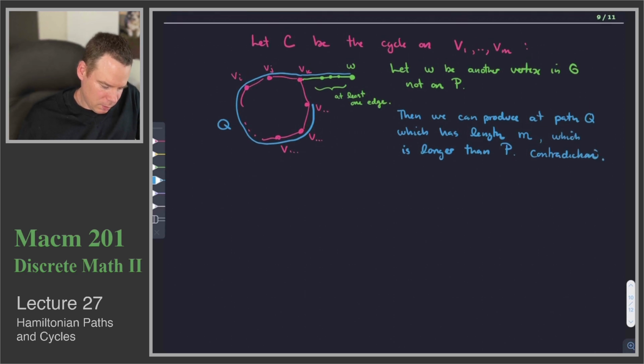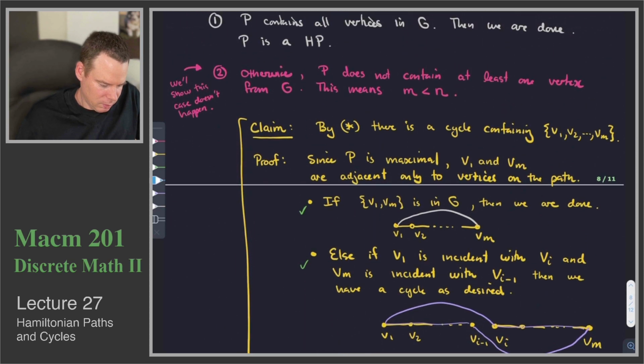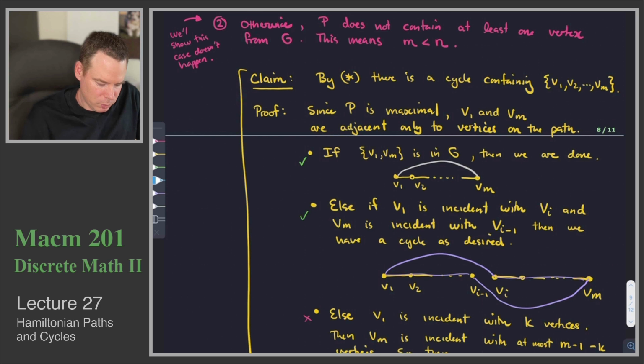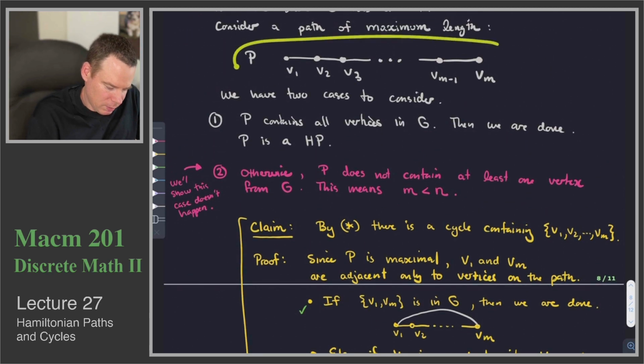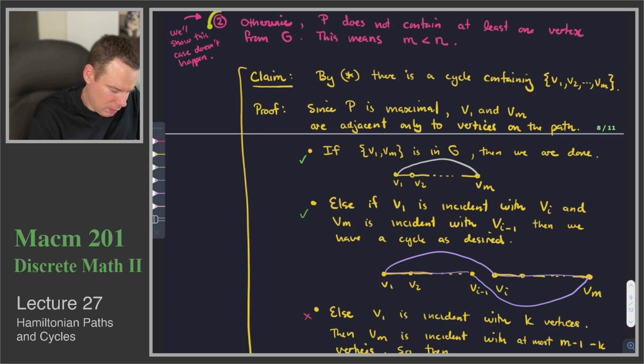And so that means, let's back up to where we were. We have just said otherwise: suppose P does not contain all the vertices in the graph G. Then there's at least one that's not on it. So if this maximal length path does not contain all the vertices, then we are trapped in this case 2, which I said we will show can not happen. So we are in case 2.